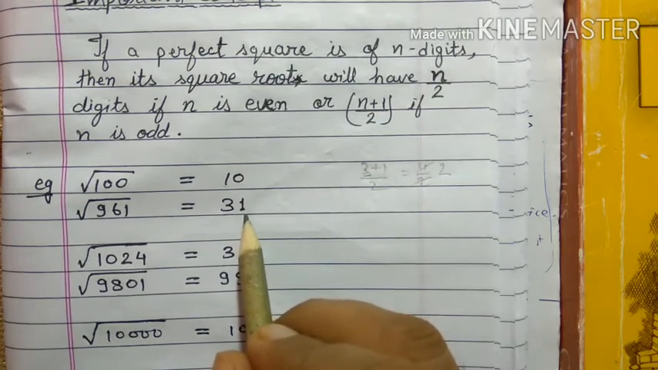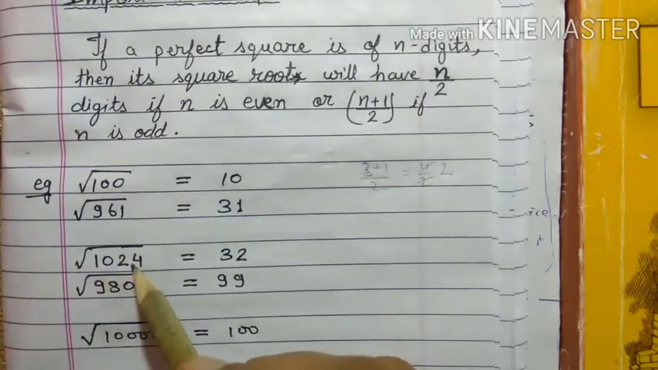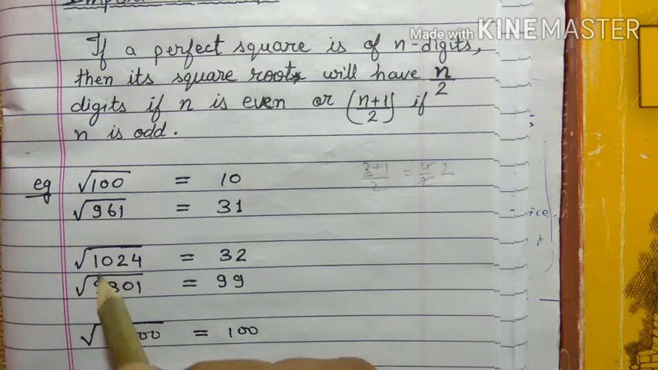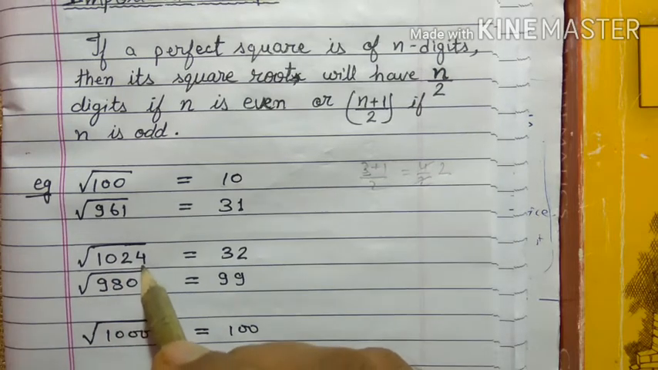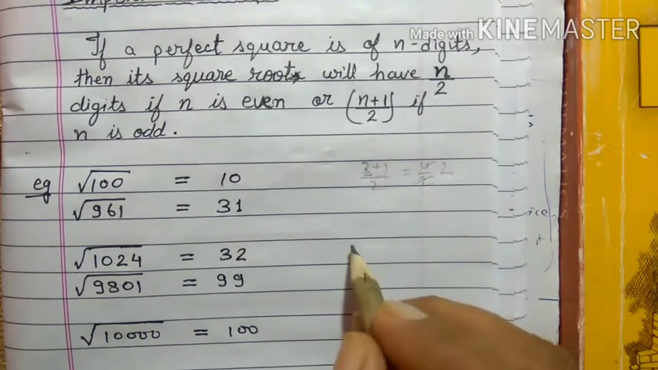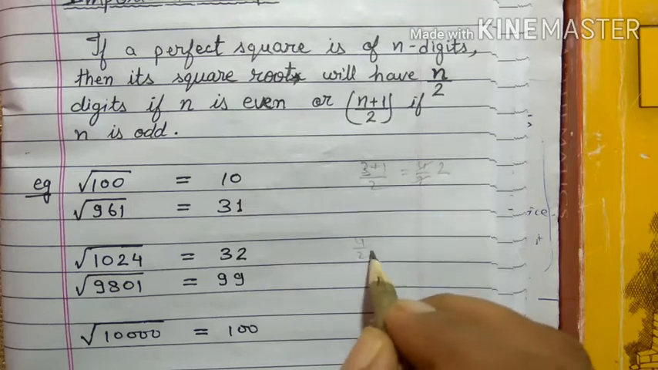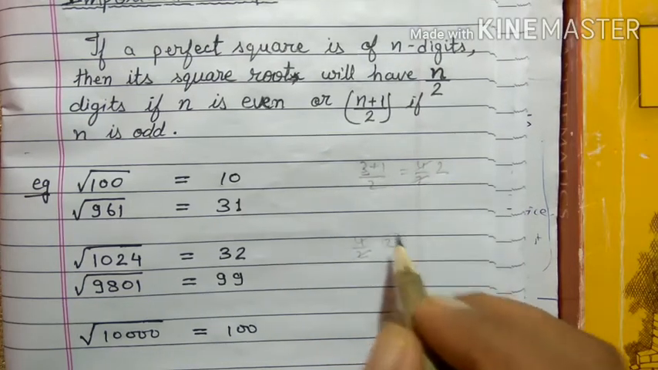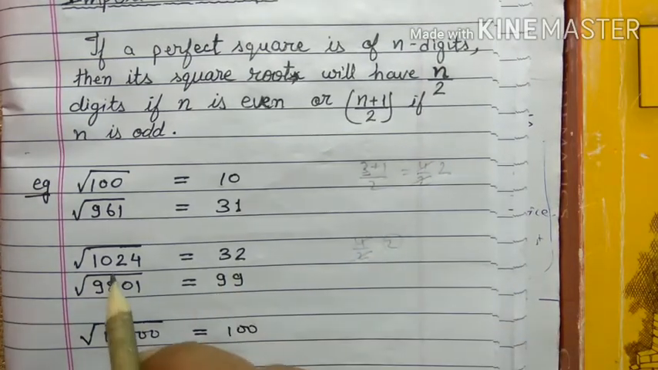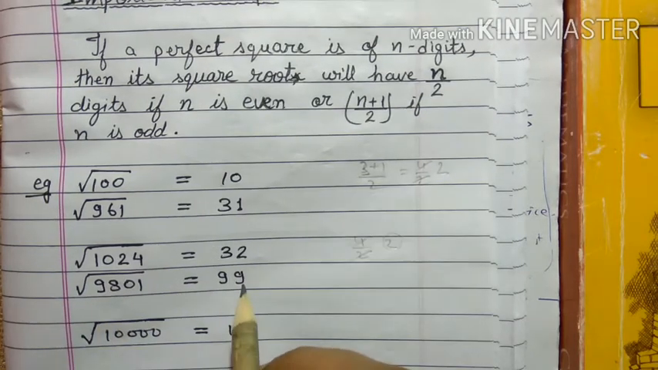Right, now if n is even, in this example 1024, where n is even, 1, 2, 3, 4 digits are here. So how many digits are in the square root of this number? If 4 digits are there, then 4 by 2, that means n by 2, and 4 by 2 is 2. So the number of digits in the square root of this is 2. Same way in this case also 2.